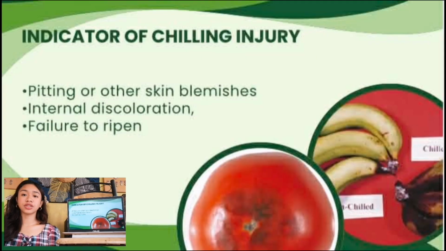Indicators of chilling injury. Pitting or other skin blemishes. These are the damaged spots or dents on the skin from cold. Next is internal discoloration. The flesh turns brown or gray inside. Failure to ripen. Fruit stays hard and won't mature.